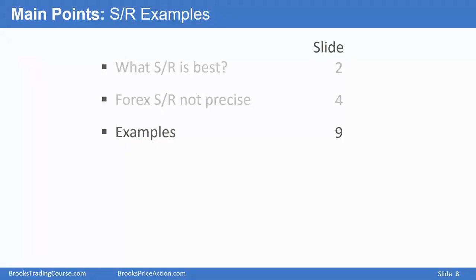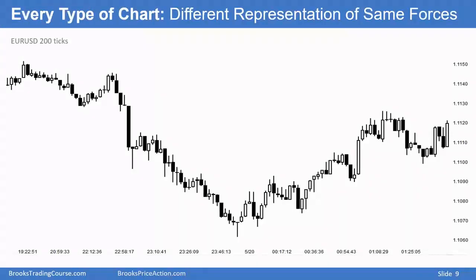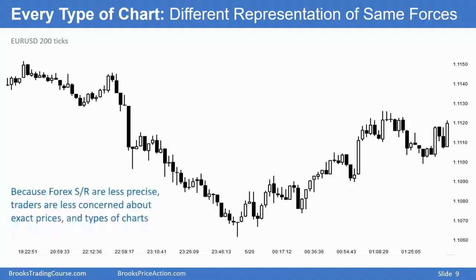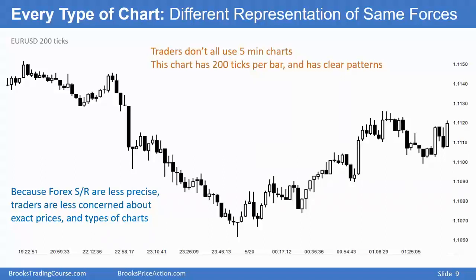I want to give some examples now of support and resistance. This is the euro versus the dollar, and there are 200 ticks per bar on this chart. Because Forex support and resistance is less precise than, for example, the E-mini, traders are less concerned about exact prices, and they're less concerned about the types of charts. For example, tick charts here, or charts based upon time, like a 5-minute chart. Not everyone uses 5-minute charts. This chart has 200 ticks per bar, and the patterns are clear.